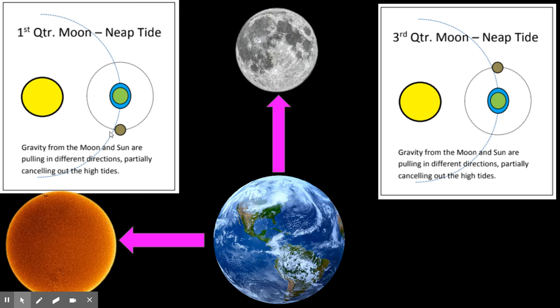Okay, so this would be the first quarter. This would be the third or the last quarter of the lunar cycle. Okay, so again, 90-degree angles. So whenever you see these at 90-degree angles.